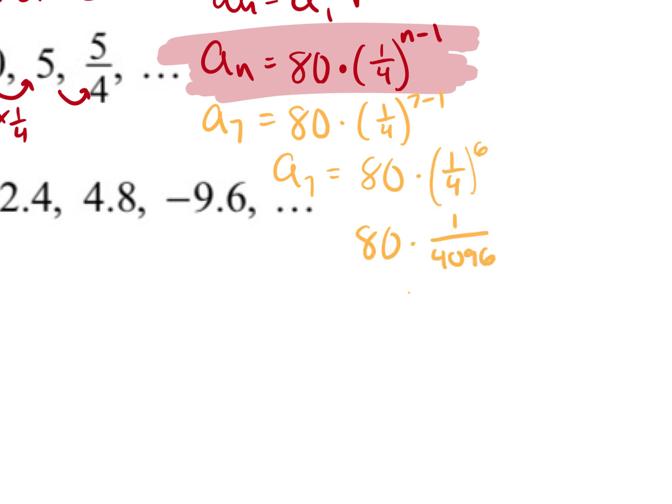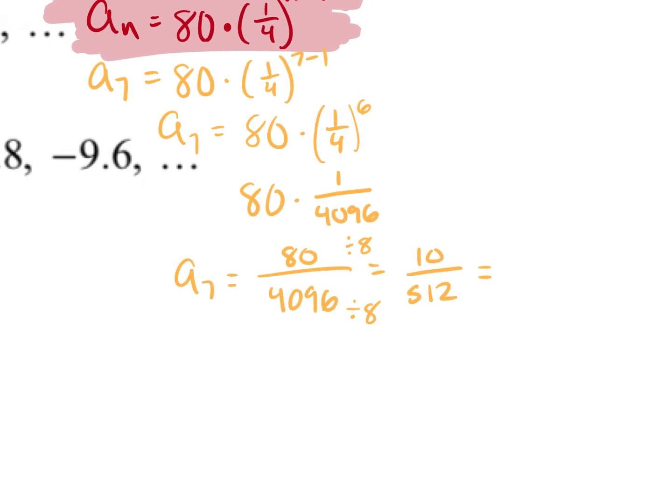4,096. So this would be 80 over 4,096. Can we simplify this? So you're saying what goes into both 80 and 4,096? What can we divide them both by? 2 maybe? 40. Not 40, because you can't divide 4,096 by 40. We can divide them both by 8. So we have 10 over 512.